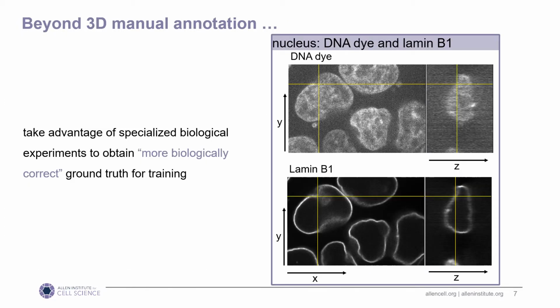To overcome the difficulty in 3D annotation, our solution is to use specialized biological experiments to obtain more biologically correct ground truths for training. Specifically, we can label the nuclear envelope of the same cell as the DNA dye; here we just use our Lamin B1 cell line. Then we can follow the nuclear envelope to inform us where the boundary of the nucleus is. A shell-like structure will suffer much less from diffraction of light than the ball-shaped nucleus.